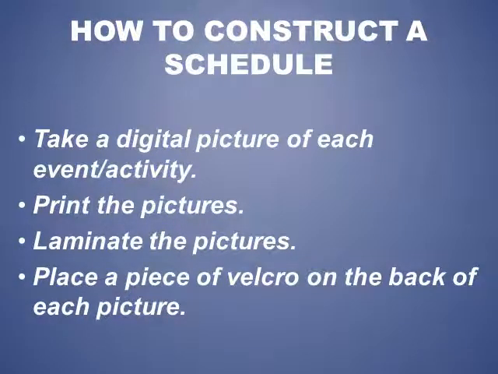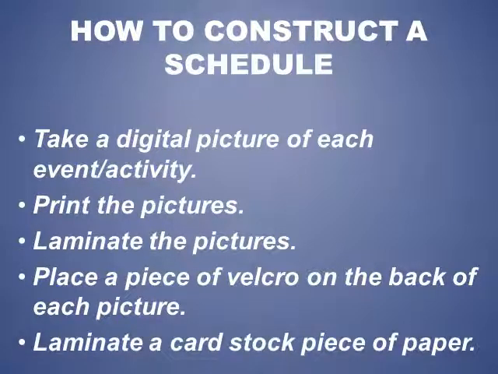Then you want to place a piece of Velcro on the back of each picture. Now that's important because you're going to take a cardstock piece of paper, and this can vary in size. You could have a small visual schedule with fewer pictures or a larger visual schedule with many pictures. That will determine how big or small this piece of paper needs to be. But you're also going to laminate that cardstock. Now cardstock paper tends to be thicker than regular printer or typing paper. So I recommend a cardstock type thickness of paper. Make sure that you laminate that also.